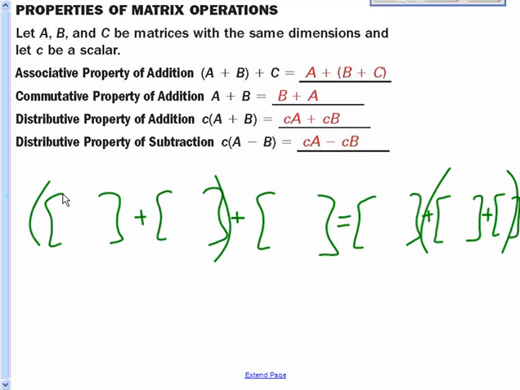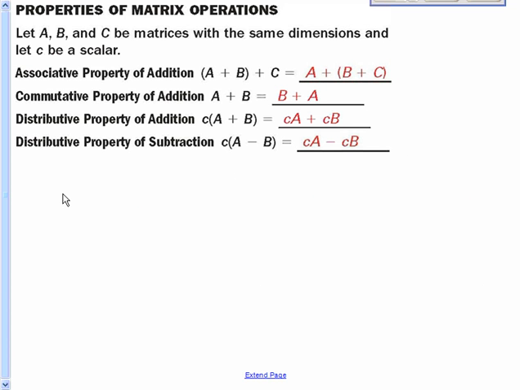okay? So the associative property holds, the commutative property holds with matrices, the distributive property holds, and you can call it just the distributive property, or you can denote it like your authors have, distributive property of addition, distributive property of subtraction there.